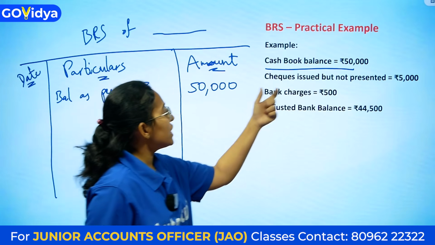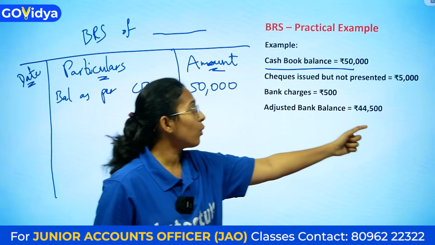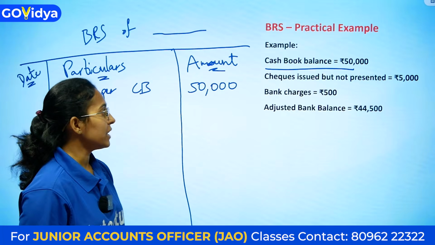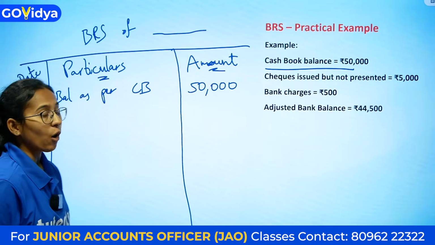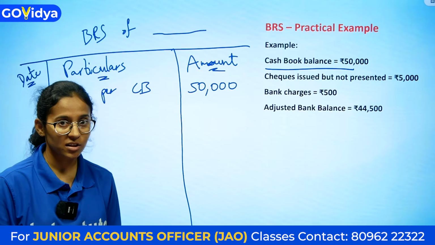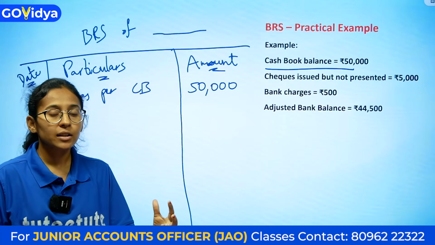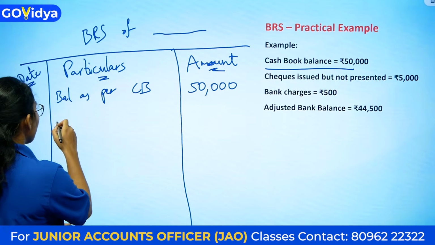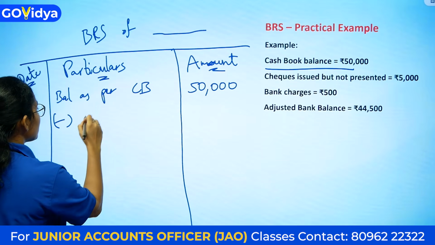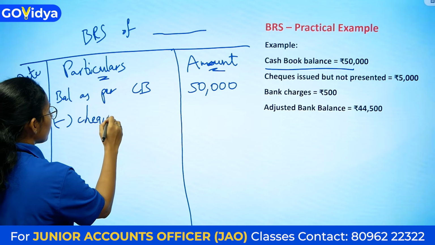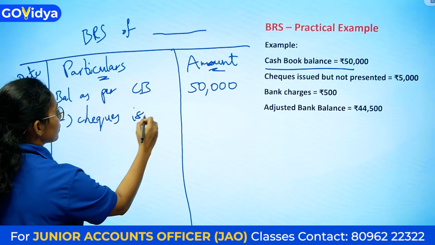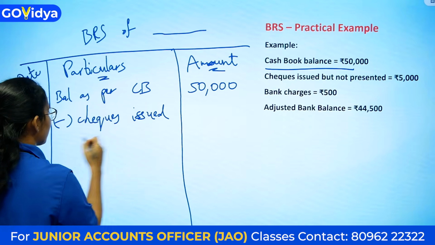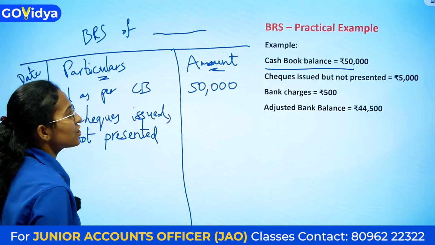Now, checks issued but not presented at the bank. What happened? Checks got issued but not presented at the bank. That means we have to add or minus. Checks have been issued by us but they have not yet been presented at the bank. That means I have issued the check from my side, so it's going to reduce from my bank account. So I'm going to minus it. Minus checks issued. Did it present at the bank? No, not yet presented. How much? 5,000.